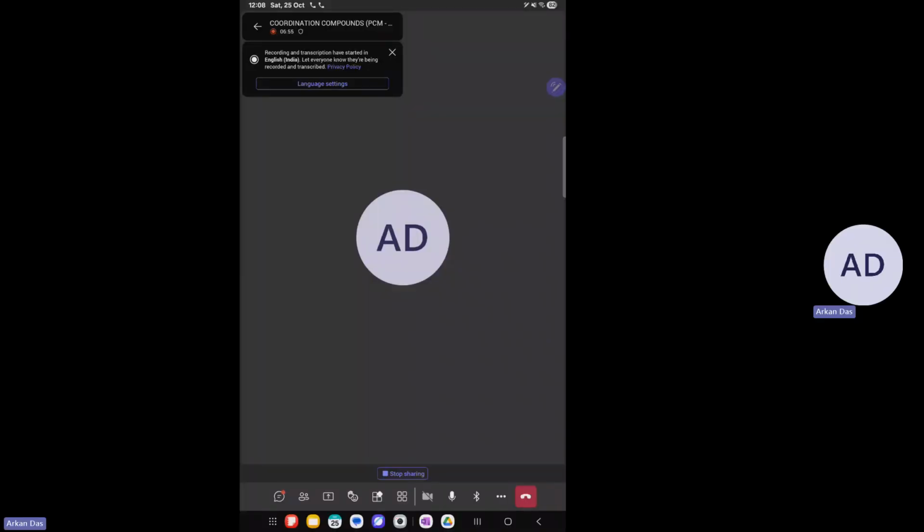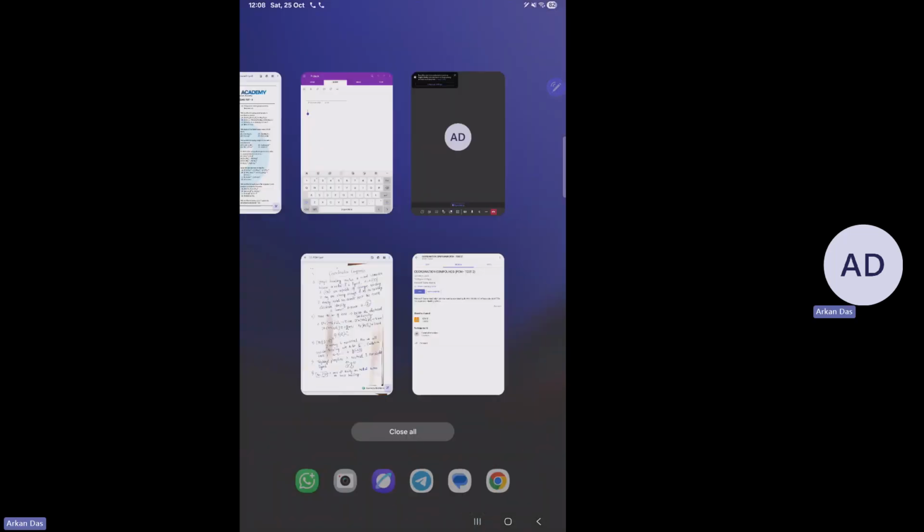Good morning, students. So today we were having an exam on coordination compounds. In case of coordination compounds, let's start with the question paper.